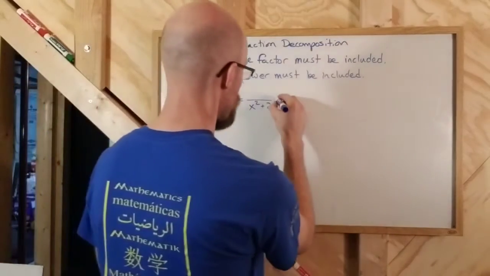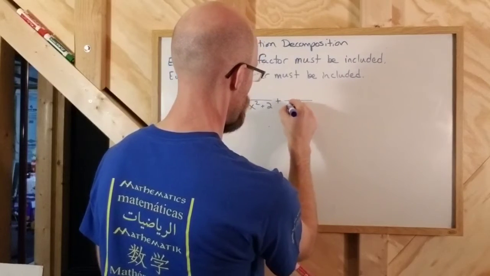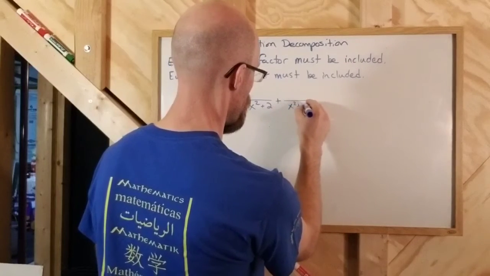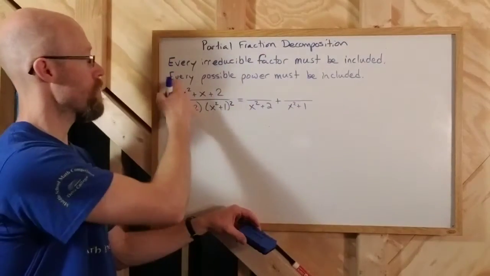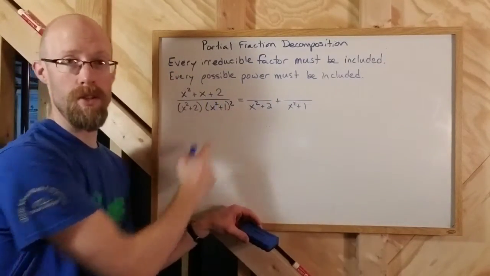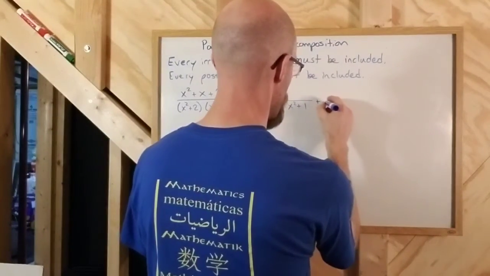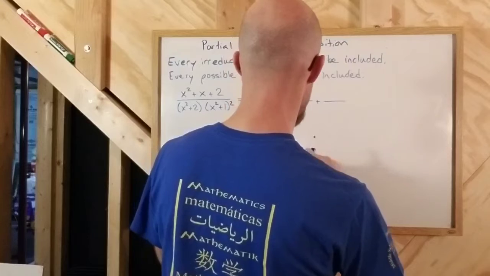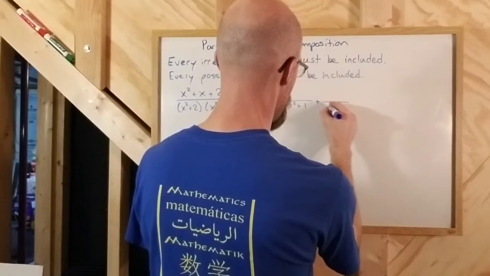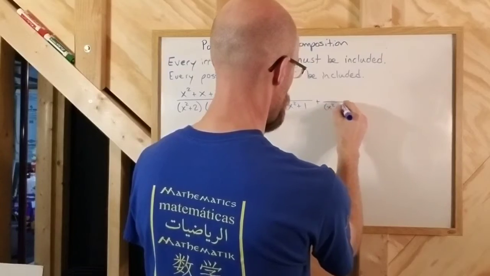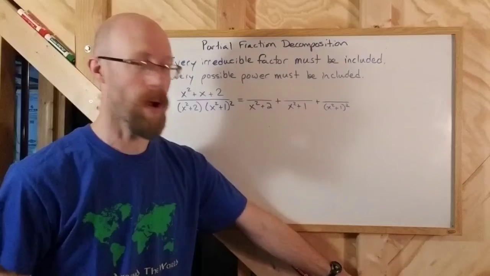The second factor is x squared plus 1. So that has to be included, but also every possible power. Because this has a square on it, I need a second denominator for that one with a square as the exponent. So I get x squared plus 1 squared. So this gives me three different fractions then.